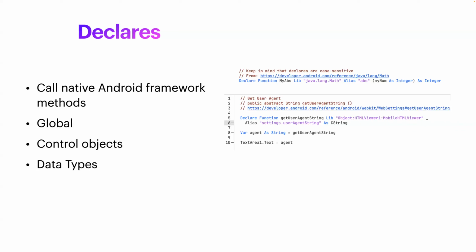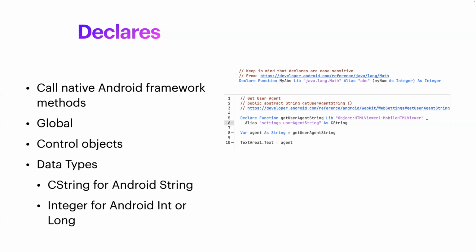So when you're writing declares, probably the big thing you'll have to remember is just the data type mapping. If you have something that's a string in Xojo, you have to use cstring for that within a declare statement. And if you see stuff that is an int or long on the Android side, you would use integer for that on the Xojo side.